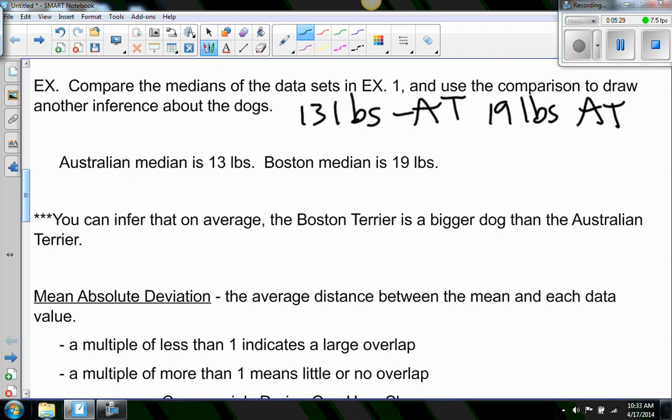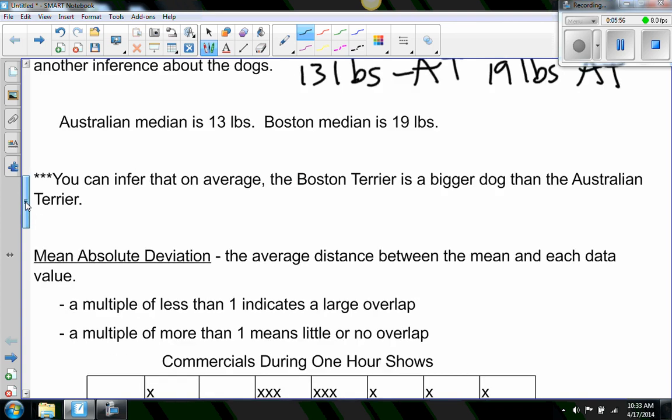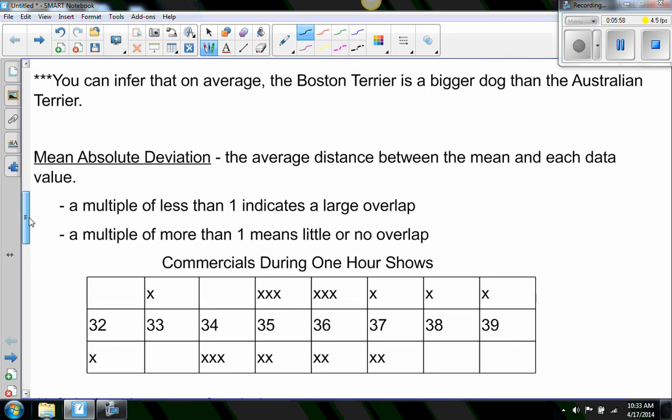The next part here, mean absolute deviation: the average distance between the mean and each data value. When you figure this out, I'm going to call the mean absolute deviation MAD from now on, just because it's easier to say. A multiple of less than 1 indicates a large overlap in your information, and a multiple of more than 1 indicates little or no overlap. Now, it seems backwards of what you would think, but that is how you do it.